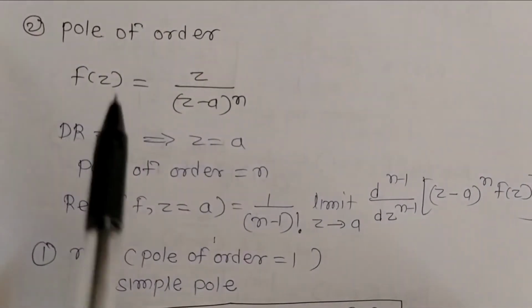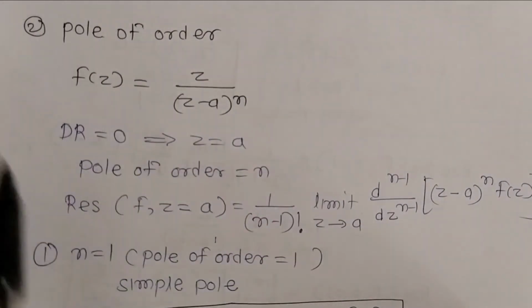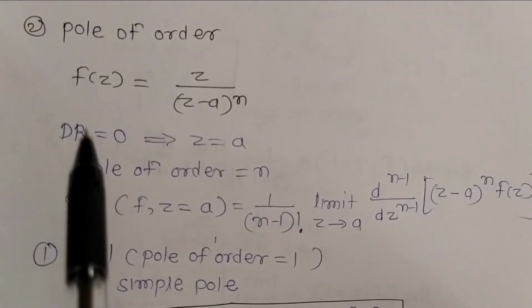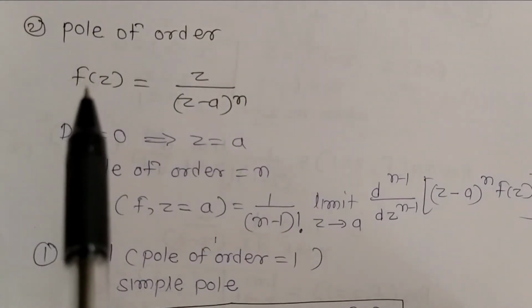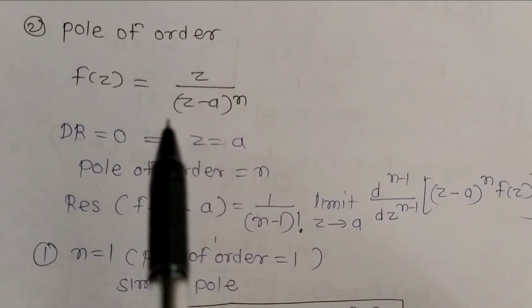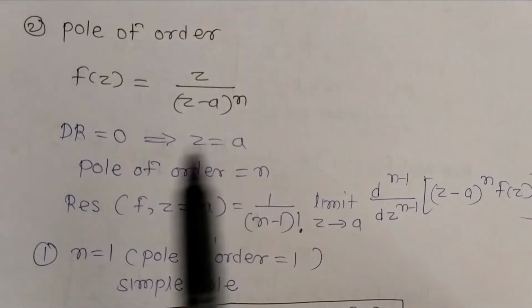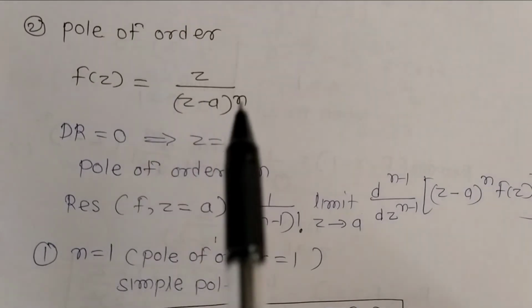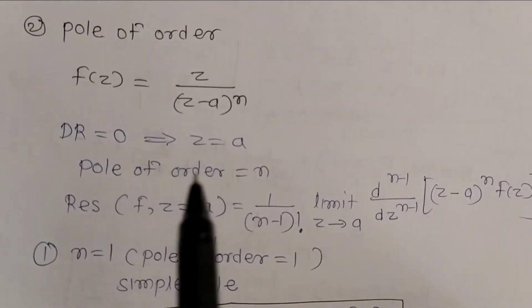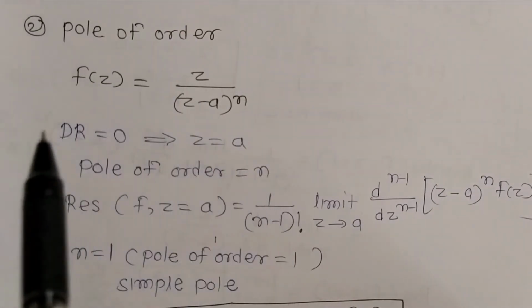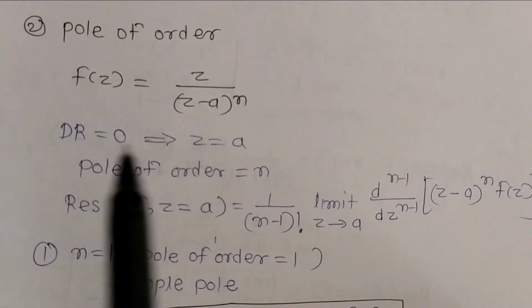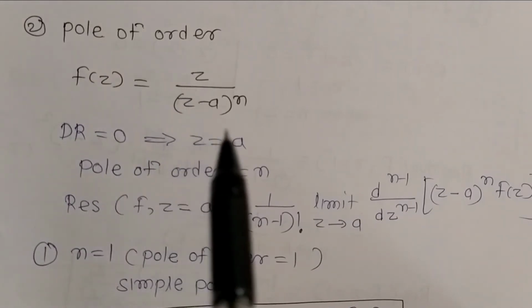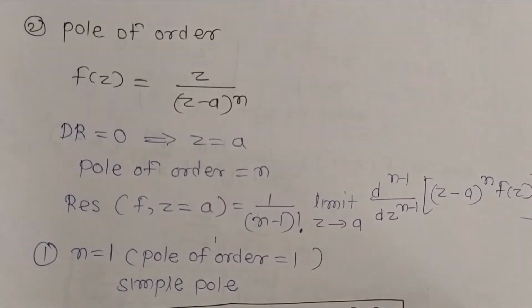The next type of singularity is a pole of order n. Here f(z) = z/(z - a)^n. The pole of order is n because the denominator is raised to n. The denominator is 0 when z - a = 0, that means z = a.